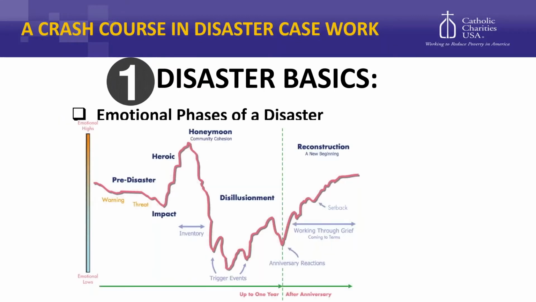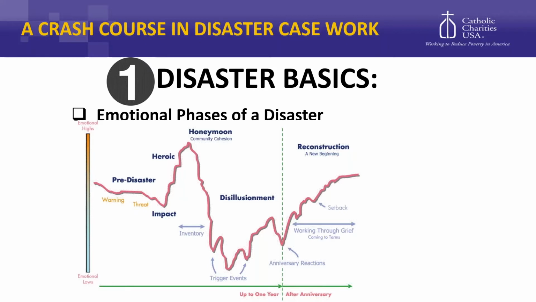This is an important view of the emotional phases of a disaster. If you look to the far left, pre-disaster, you have a warning and a threat. And as you follow the red line down, that's where the impact takes place. And you can see during that heroic phase, that's where neighbors come out to help. That's where people are donating money. That's where there's a lot of coverage on the news. So you get to that honeymoon phase, and then all of a sudden, what happens is the community can become disillusioned. Like, where's all that money we heard about? How come nobody's here to help me? So you can see the line starting to go down.